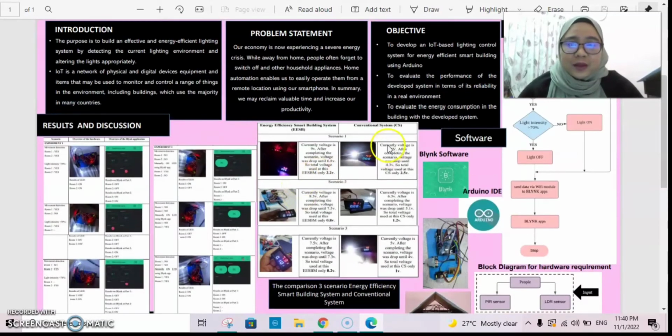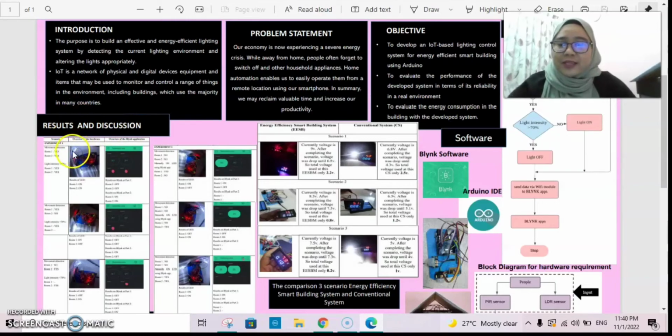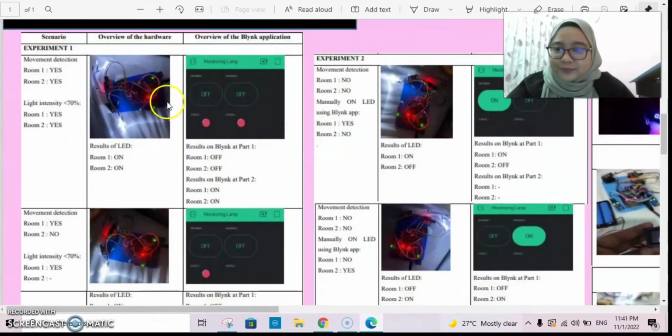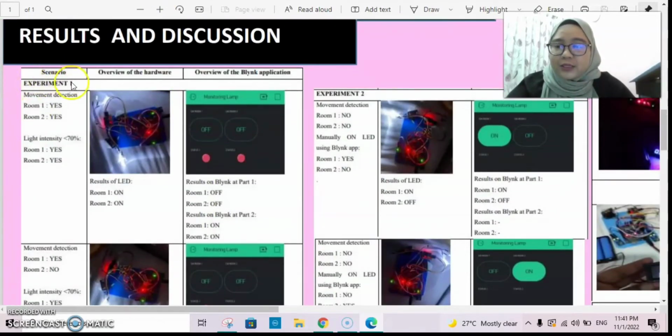And then my result and discussion. Okay, we can see experiment 1. We can see room 1 and room 2 have movement detection and the light intensity is below 70%, and the result is the LED will be on, which is room 1 and room 2, the light will be on.